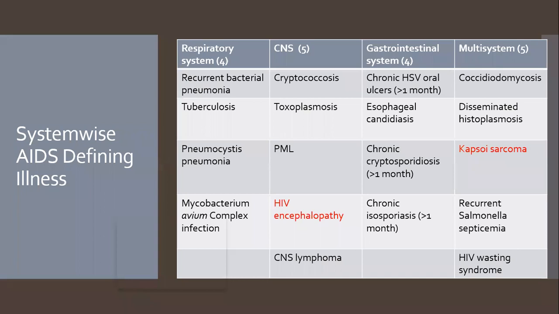Very often our chief asks this question: what are the manifestations of HIV? What are the manifestations of AIDS? Remember, esophageal candidiasis is an AIDS-defining illness, whereas just an early infection of HIV can cause oral candidiasis. Both are different. Similarly, chronic cryptosporidiosis also causes diarrhea for more than 1 month. Chronic isosporiasis, more than 1 month. So these 2 are stage 3 illnesses, if you remember. So chronic diarrhea due to cryptosporidiosis or isosporiasis, esophageal candidiasis, HSV oral ulcers: these are GIT AIDS-defining illnesses. And other multi-system diseases: coccidioidomycosis, histoplasmosis, Kaposi sarcoma, recurrent salmonella septicemia, and HIV wasting syndrome. Some of these questions may be asked to you.